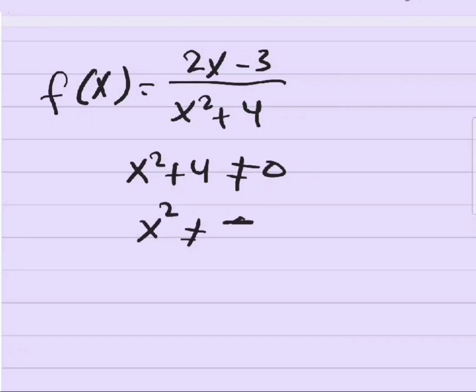Now, this will never happen. Whenever you square a number, you're going to get a positive number, not a negative number. For example, 3 times 3 is 9. Negative 3 times negative 3 is positive 9. So x squared will never equal negative 4.